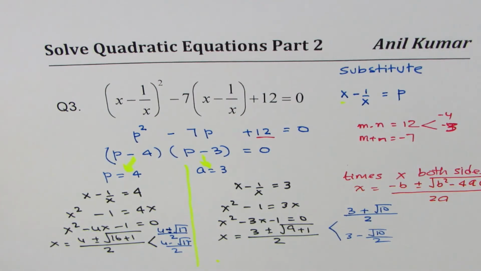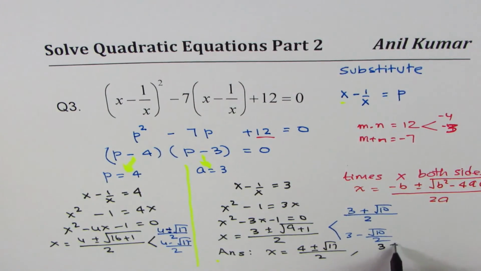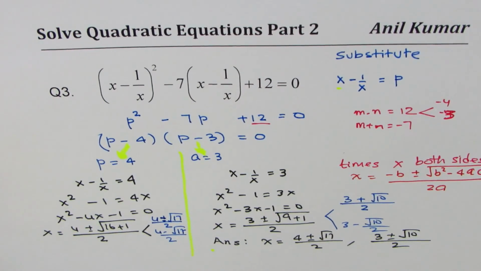I'm Anil Kumar, and I hope that helps, right? So let me rewrite the answers here. So your answer for x is, we get 4 plus minus square root of 17 over 2, or 3 plus minus square root of 10 over 2. Is it okay? So that becomes the solution of the given equation.